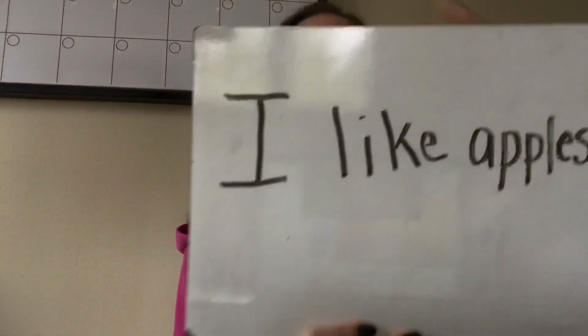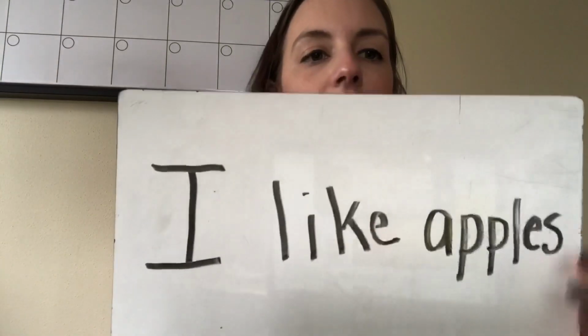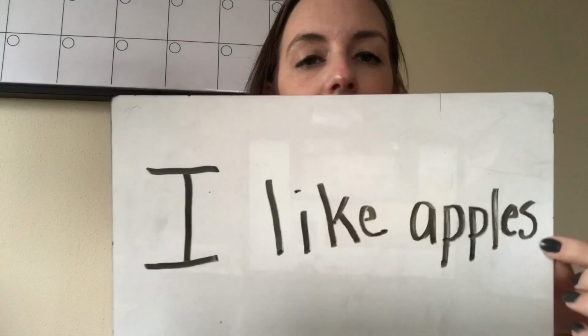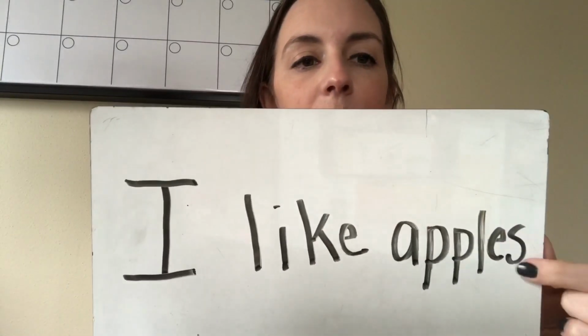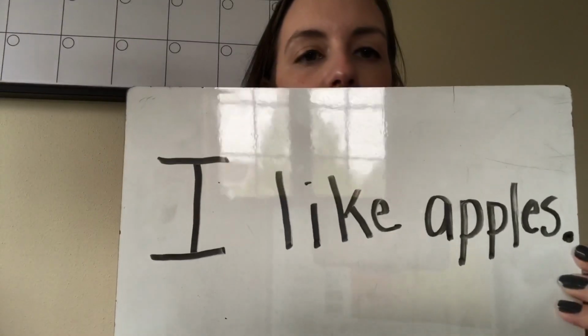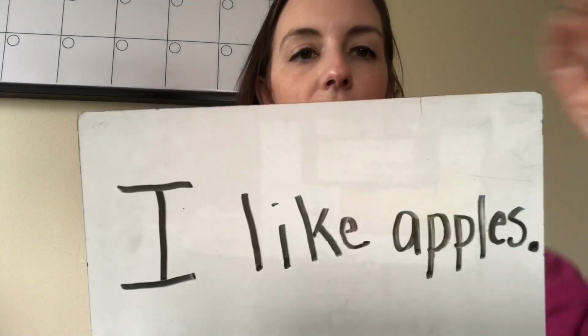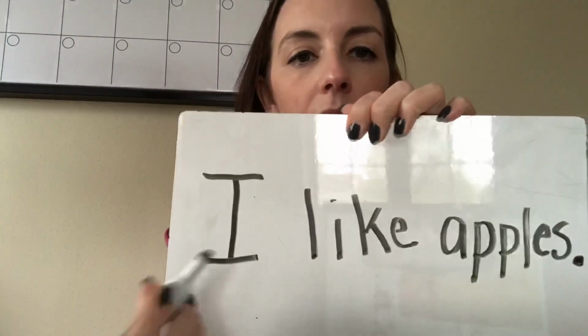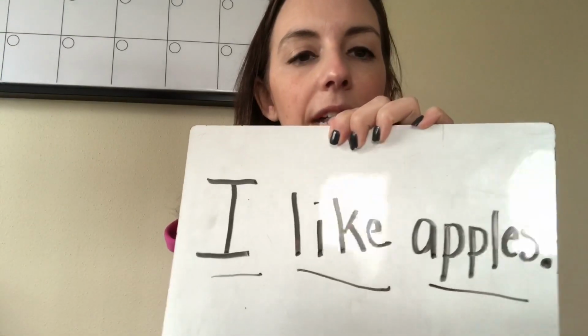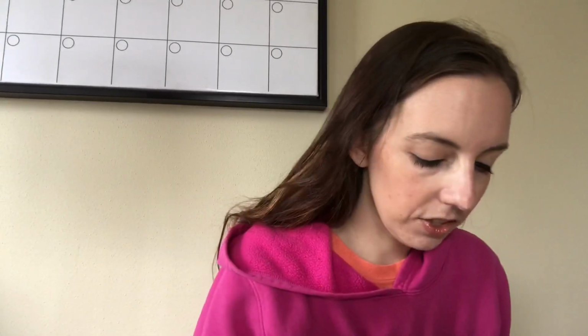All right, now my sentence is not finished. I don't have anything at the end. I like apples. If I'm done talking, I need to put a period at the end, and that tells my reader that I am all done with what I want to say. This sentence has 3 words. 1, 2, and 3.